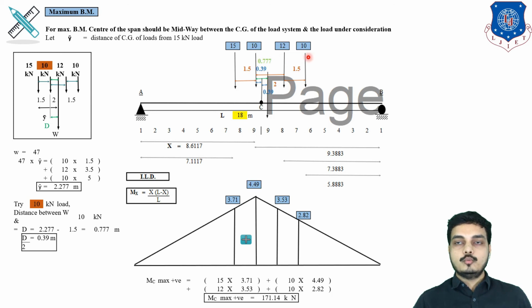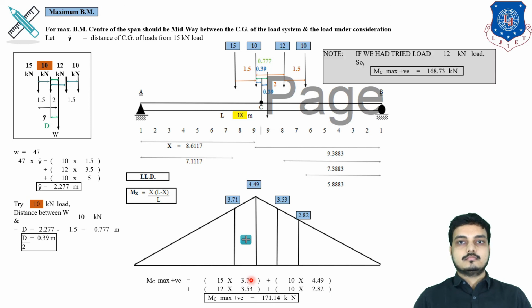9.33 minus 2 plus 1.5 means 3.5. 9.33 minus 3.5 is 5.88. So for that we will be finding out ordinates, and after multiplying them I will be getting my maximum moment. So this is a little tricky and a little tough also, to find the maximum bending moment for the entire beam.